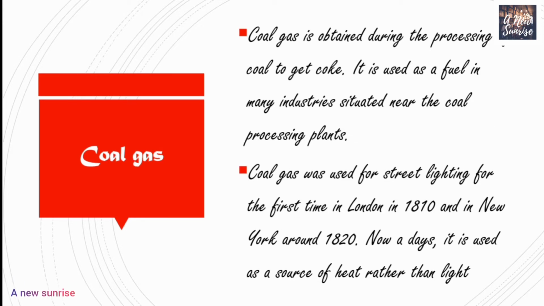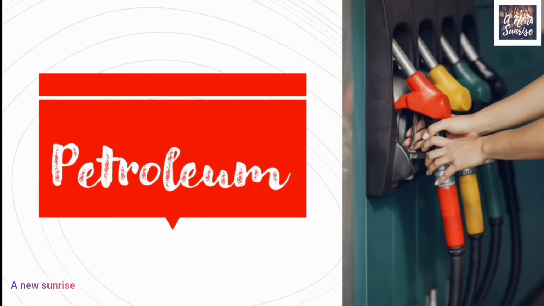Now next we would learn about coal gas. What is coal gas? Coal gas is obtained during the processing of coal to get coke. It is used as a fuel in many industries situated near the coal processing plants. Coal gas was used for street lighting for the first time in London in 1810 and in New York around 1820. Nowadays, it is used as a source of heat rather than light.